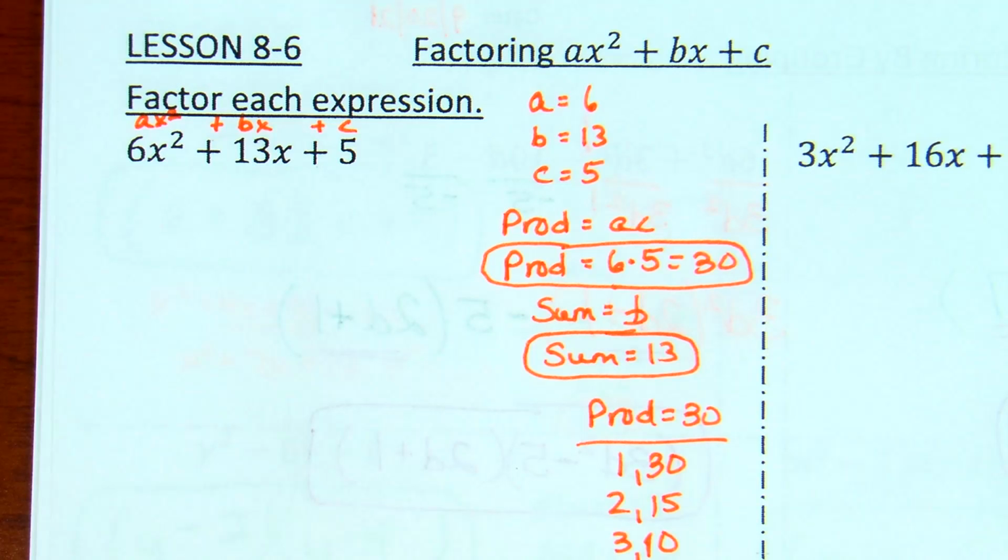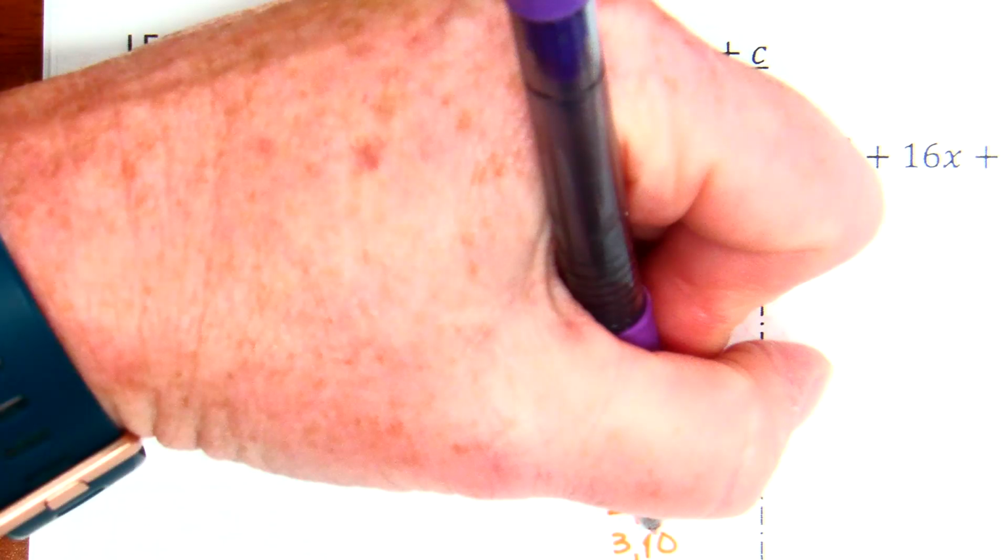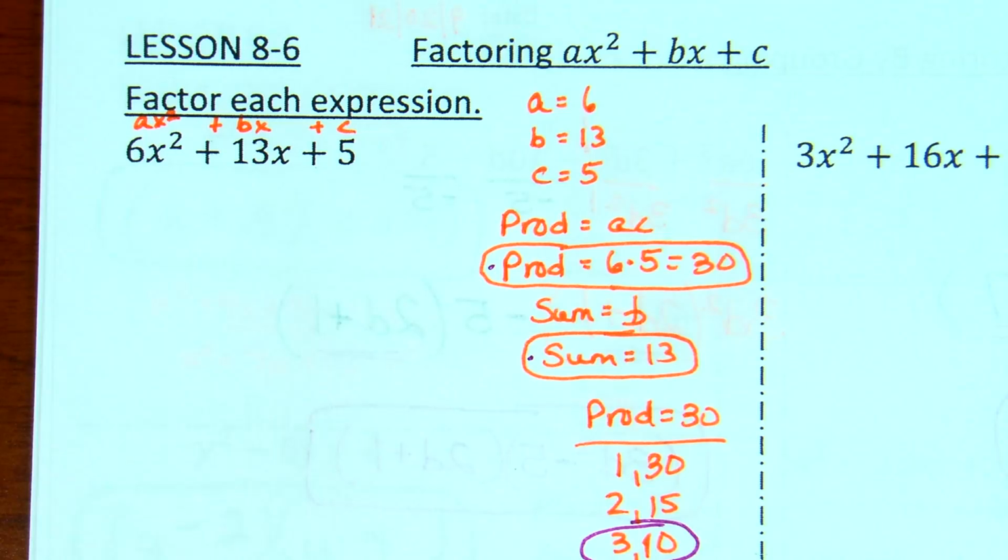Now you're looking for a pair that has a product of 30 and a sum of 13. Which of those pairs gives me a sum of 13? 3 and 10. 3 and 10 add to be 13, yes? If it is just an x squared, we put it in the parentheses, x plus 3, x plus 10, and we're done. But we're not going to do that here.